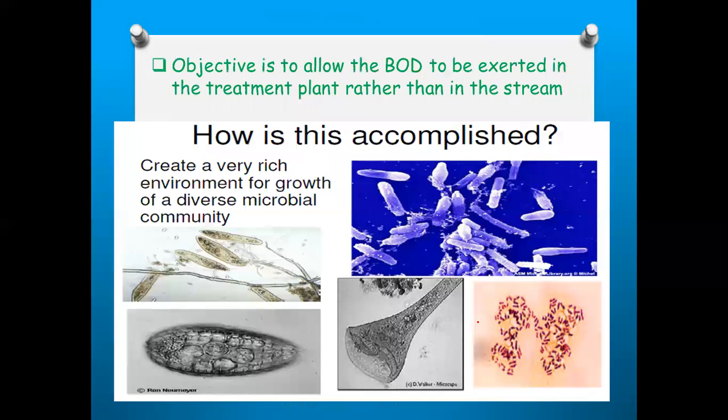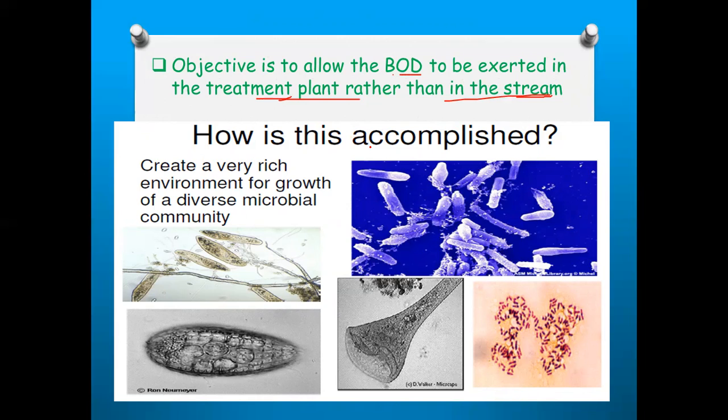Next, what are the objectives? What is the motto? The objective is to allow biochemical oxygen demand to be accepted in the treatment plant rather than in the stream. So the BOD process, which would happen in the stream, is done in the treatment plant, the water treatment plant, and this secondary treatment process can be achieved.